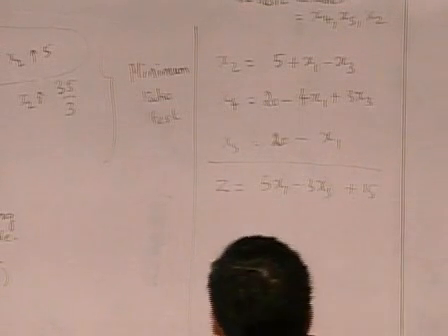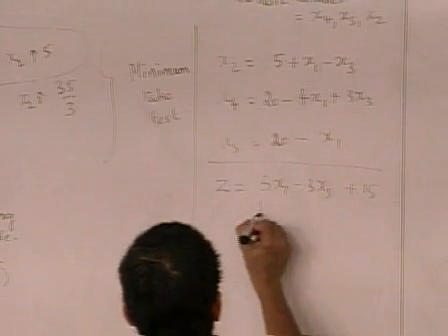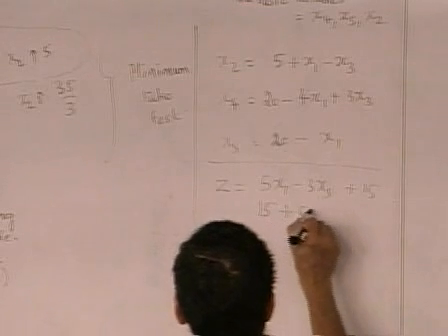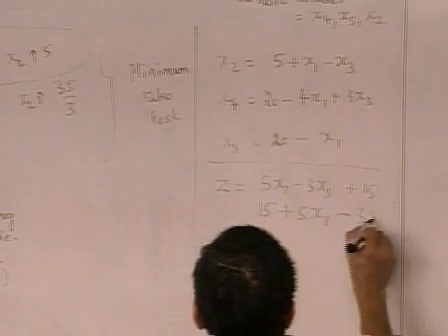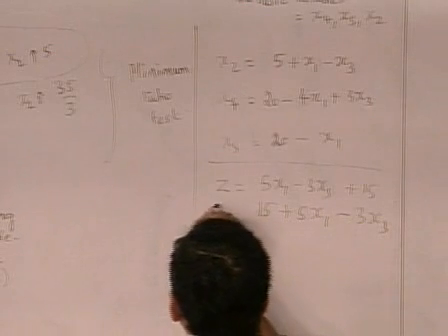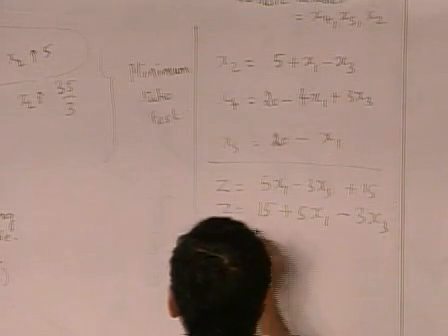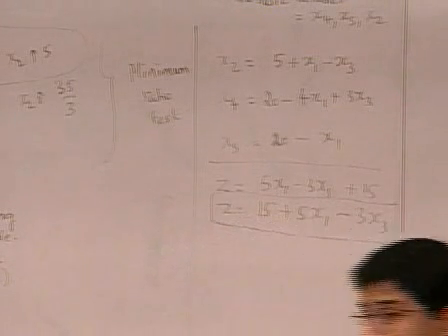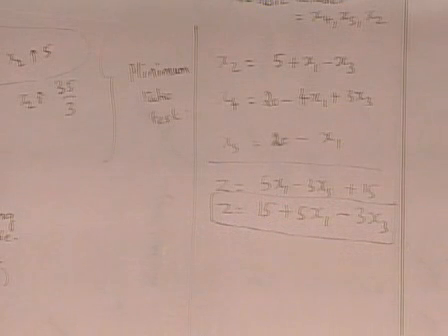So of course you can write this in a more convenient way. This is 15 plus 5x1 minus 3x3. And that's the new last row.